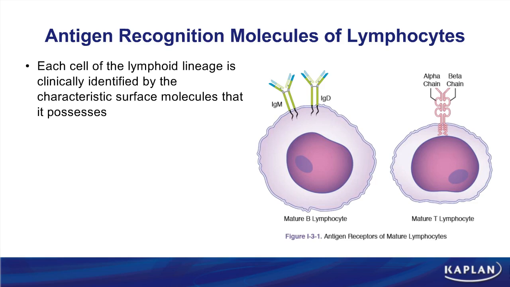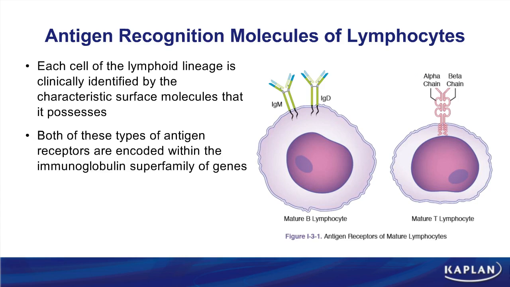If you looked at those cells underneath a microscope, you wouldn't be able to tell the difference between the two, but we can differentiate them based on different molecules that they express. The B cell expresses two receptors, one that's IgM and one that's IgD, and we'll talk about the difference between those and the similarities in just a moment. The T cell receptors are alpha, beta T cell receptors, at least for about 90% of the T cell receptors, and we'll talk about that in just a minute as well.